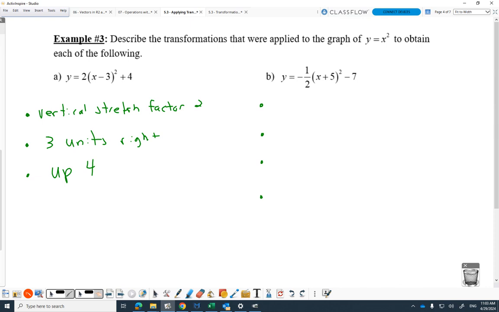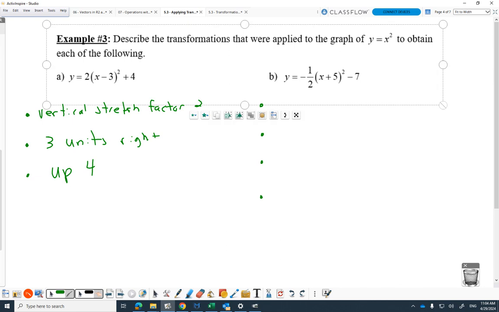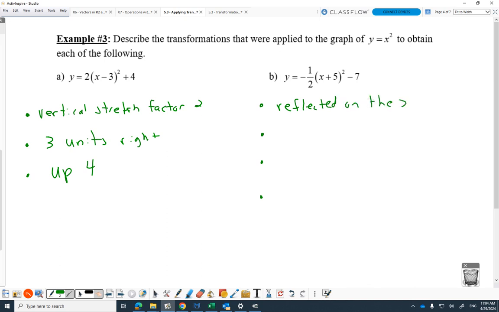Who's like a rock star at this and can just name them off? We do this in grade 11 all the time. We just bang, bang, bang. Go, go. Reflected on the x-axis. You might see the textbook say in the x-axis, but on, I think, is a better word. Go, keep going.